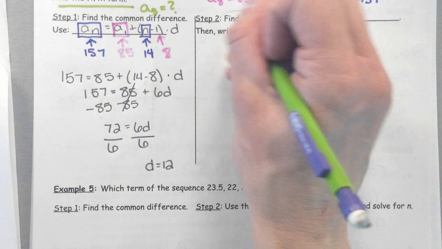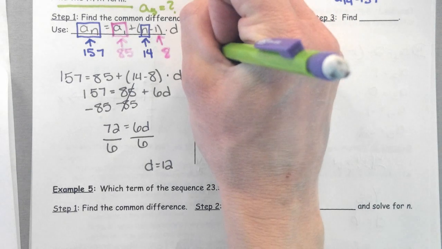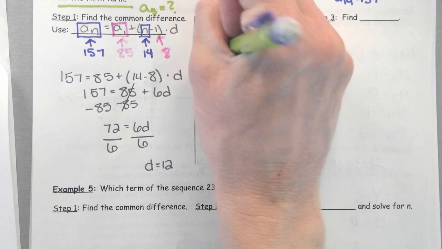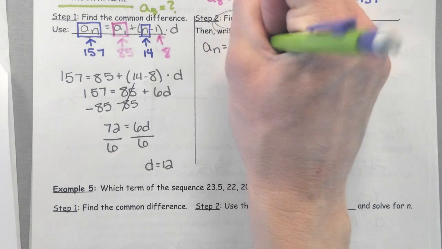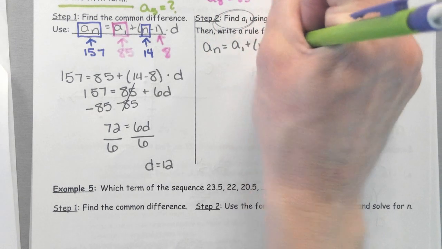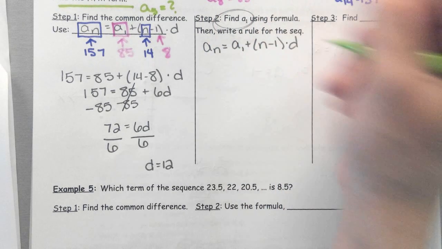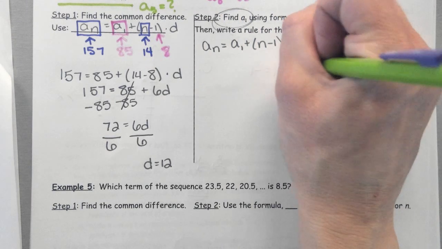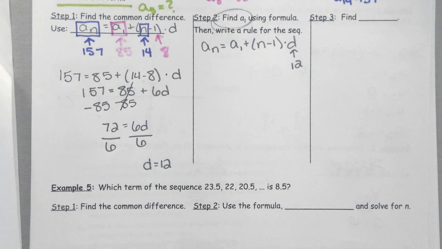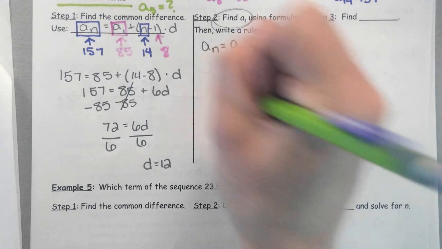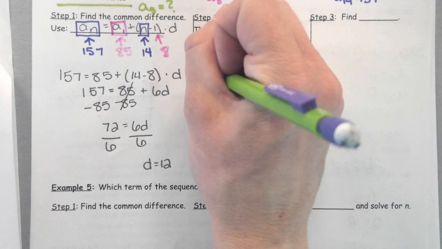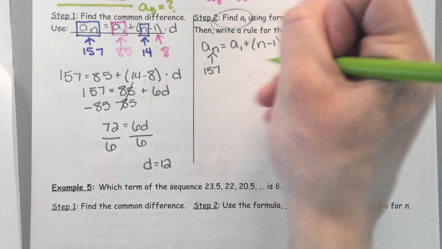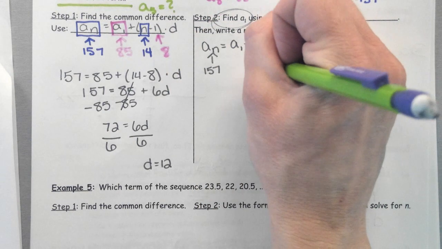So it says to find a1. So again, we have a_n equals a1 plus n minus 1 times the constant difference. So I'm going to start plugging in. Do I know my constant difference? Yeah, it's 12. We just calculated it. So we're going to go ahead and find that. I'm going to plug in the same a sub n term I used a minute ago. So I'm going to plug in 157 and 14.